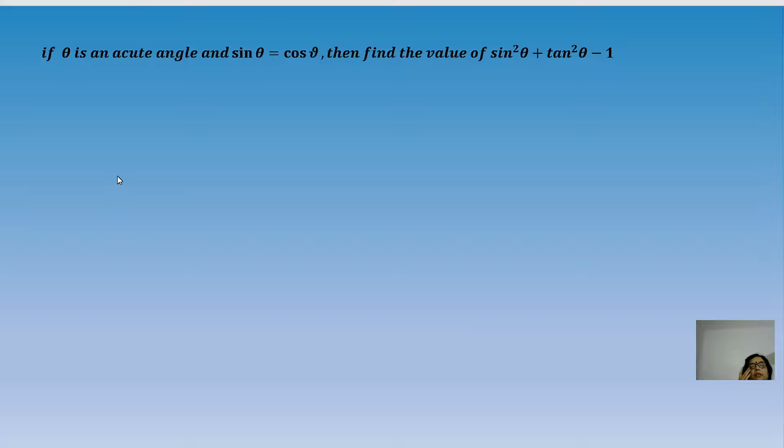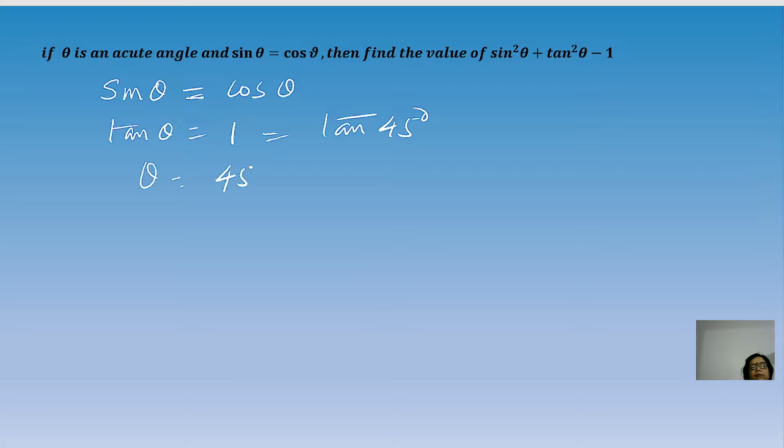Next question is, if theta is an acute angle, sin theta is equal to cos theta, then find the value of sin square theta plus tan square theta minus 1. Now what do we do in these type of questions? Sin theta is equal to cos theta. Because it's an equation, we can divide both the sides by cos theta, we'll get here tan theta. Tan theta is equal to 1. And when is tan theta 1? At tan 45 degree. So we get the value of theta as 45 degree.